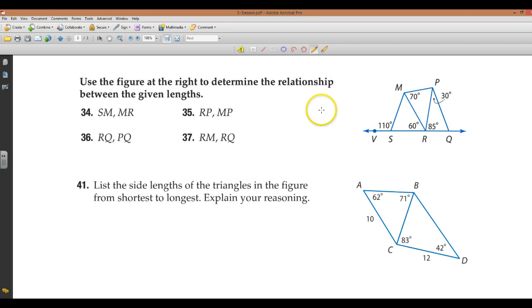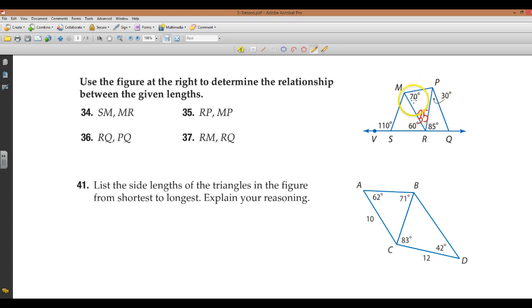Use the figure at the right to determine the relationship between the given lengths. For 35, RP and MP. So RP is this side, MP is this side. So we have to first look at our angles. First off, this angle right here, since we have a straight line, those three angles have to add up to 180. So if we subtract 60 and 85 from 180, we would get this angle is 35.